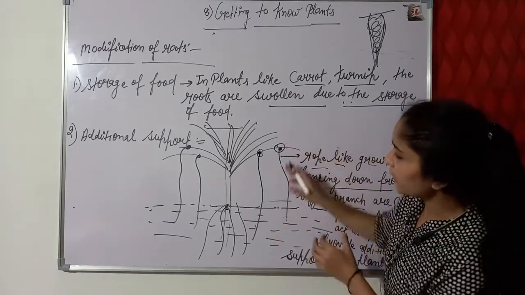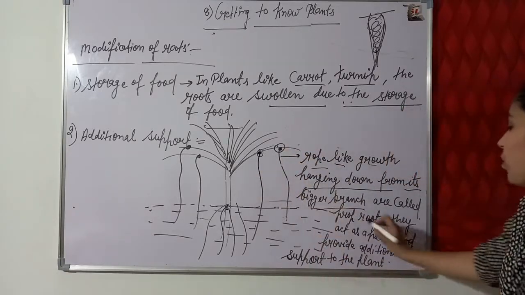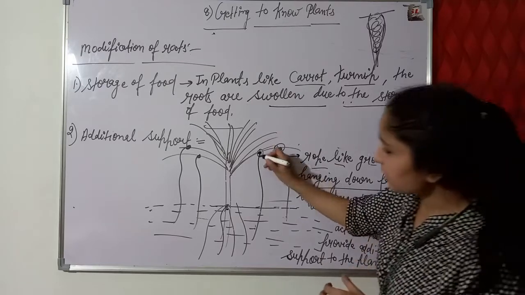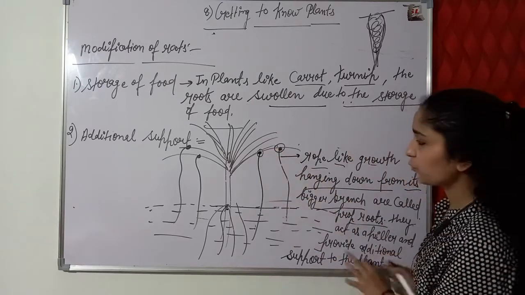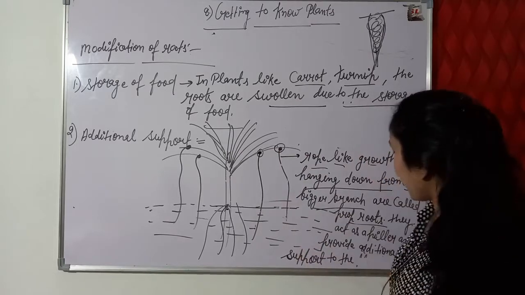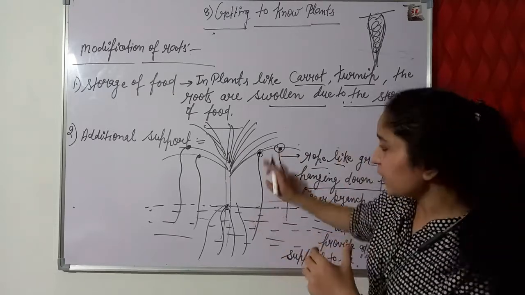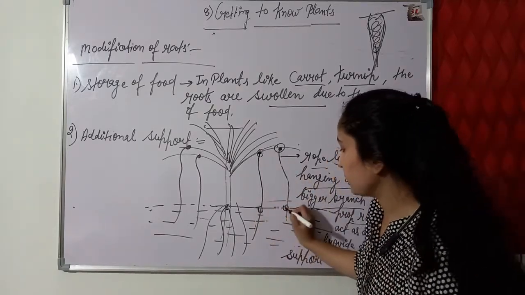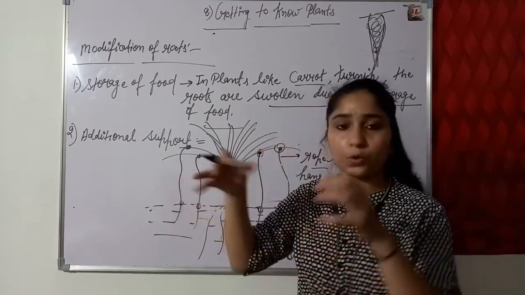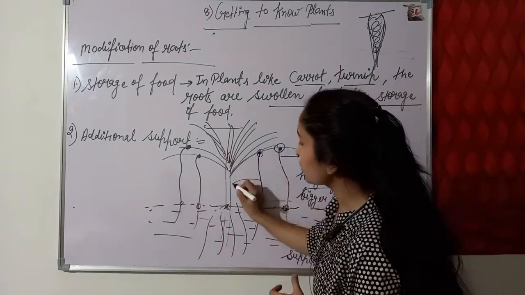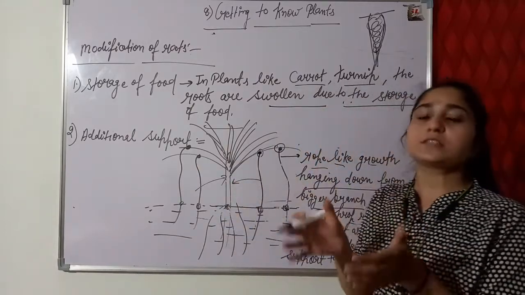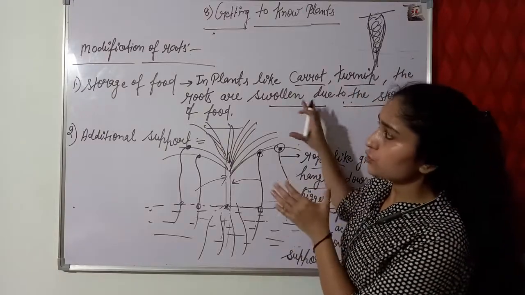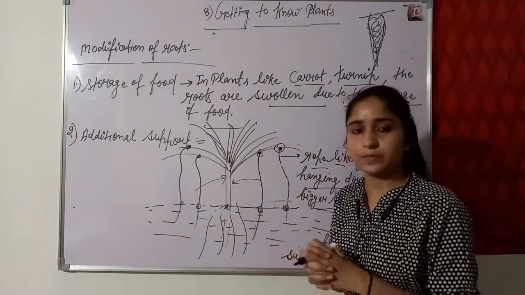So these roots hanging down from its bigger branches are called prop roots, and they act as a pillar and provide additional support to this tree. These roots hanging down from the bigger branches are fixed to the soil, and provide support to this tree to be fixed very strongly into the soil. So these two are the modifications of roots.